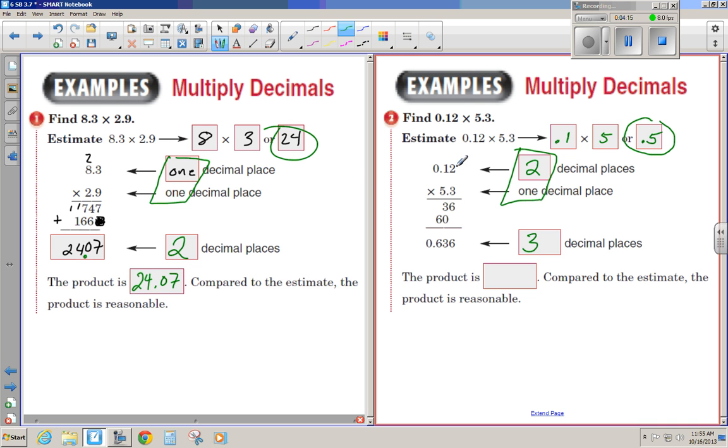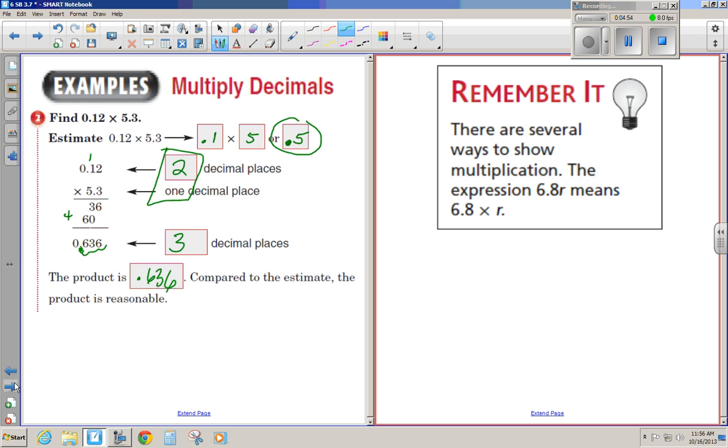When you do 3 times 2, that gives us 6. 3 times 1 is 3. 5 times 2 is 10. Carry the 1. 5 times 1 is 5, plus 1, 6. After I add, I get 636. Now, that tells me that since my answer should have the decimal in the beginning, or my answer should have 3 decimal places, I would go 1, 2, 3 decimal places. There it is. So the product is 0.636, which compared to the estimation, the product is reasonable. All right.